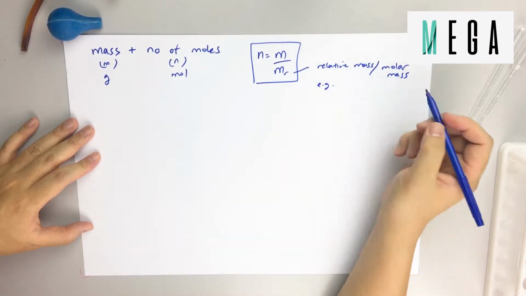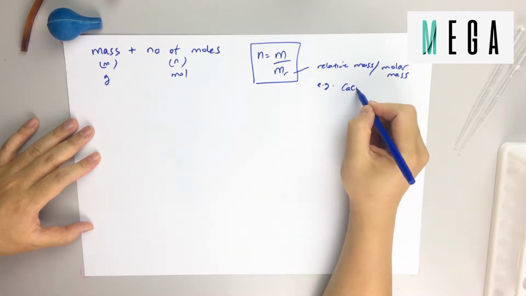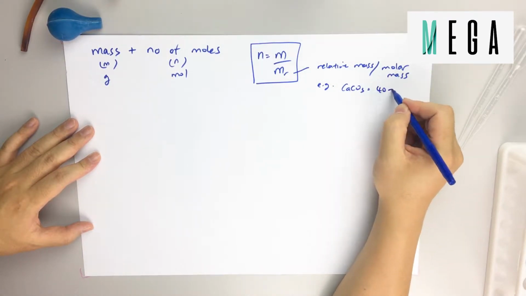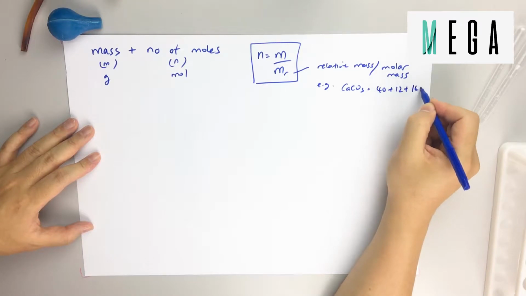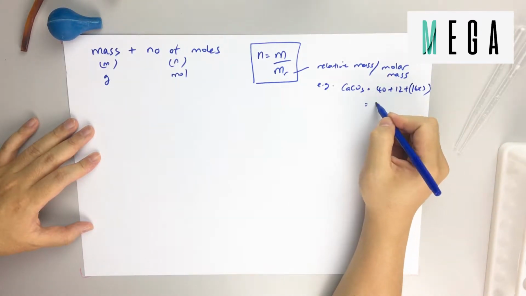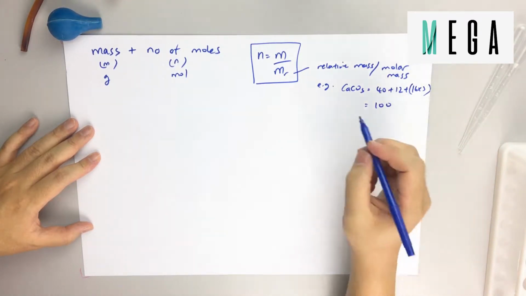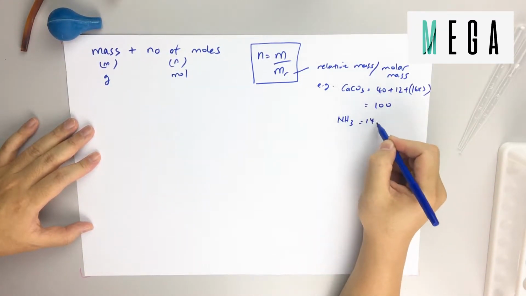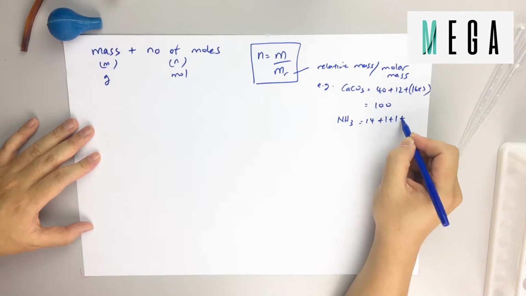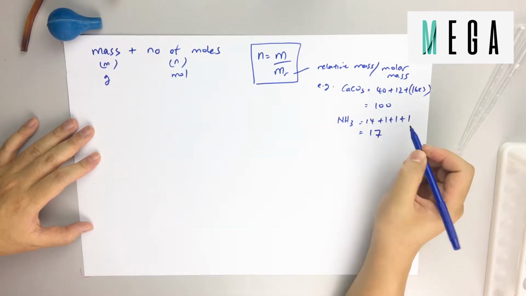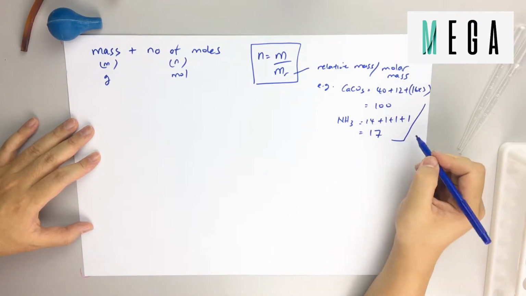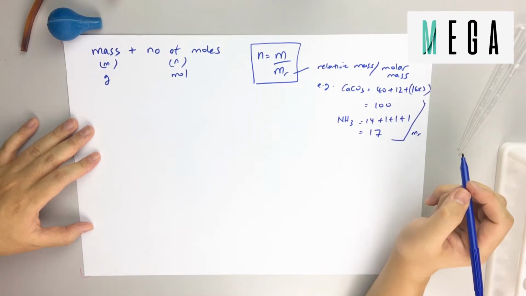Then, for example, molar mass of calcium carbonate, CaCO3. How do you get it? You just refer to the periodic table: calcium 40, carbon 12, oxygen 16, and then you times 3. So you add it up together, 100. Another example, relative mass for ammonia, NH3: nitrogen 14, hydrogen 1 plus 1 plus 1, 17. So you can refer to the periodic table and calculate the molar mass, Mr.